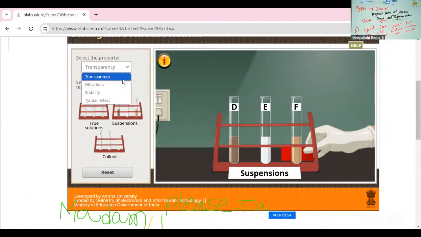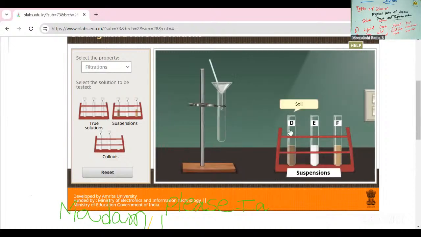And next is filtration. The first one is soil and water. The second one is chalk powder and water. The third one is sand and water. There are different kinds of soil and sand, like black soil and red soil. So I'm taking the soil solution.